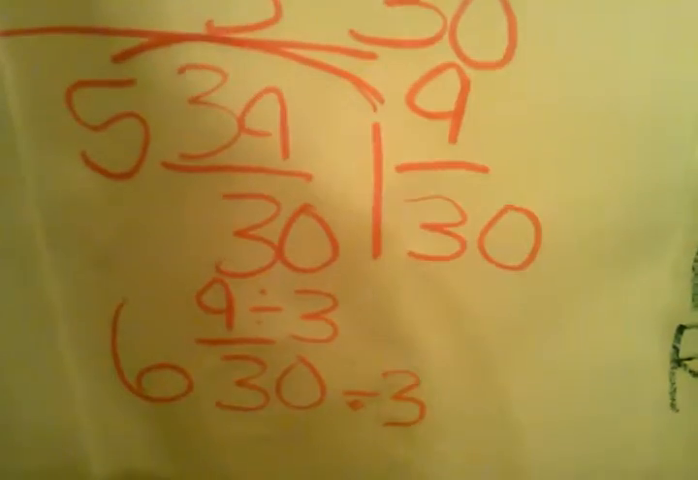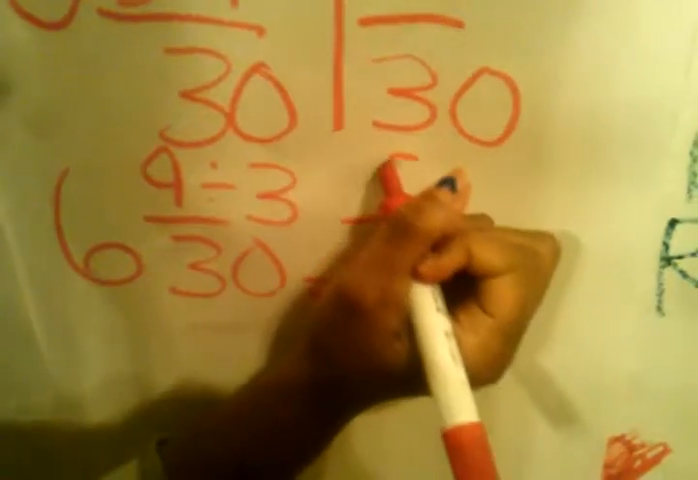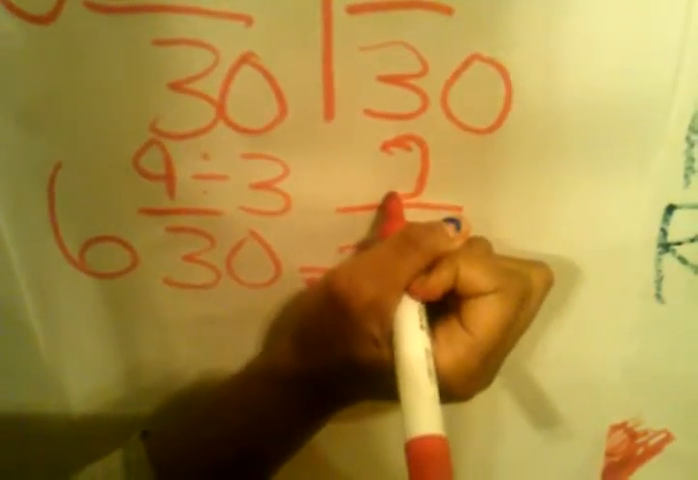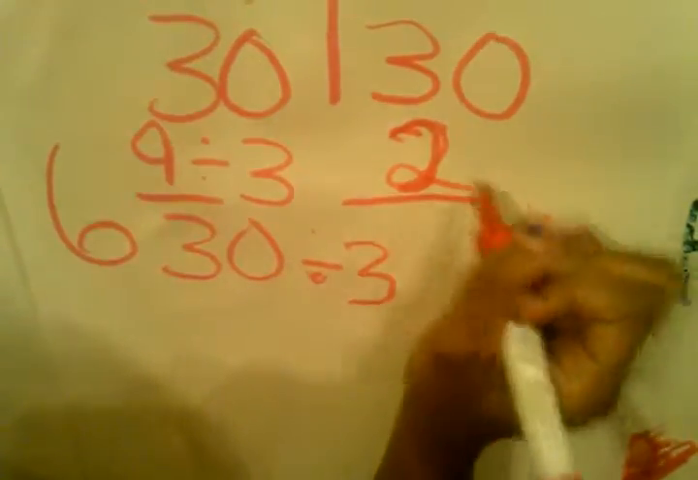Then you have to reduce it. You can divide both by 3, because 3 can go into both of these numbers. Okay. So 9 divided by 3 equals 3. Then you do, how many times can 3 go into 30? And that's 10 times. So then you have 6 and 3/10.